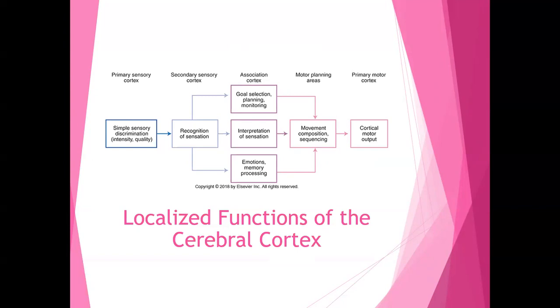The association cortices, even though it says cortex there, but there's more than one, organizes information around goal selection, planning, monitoring, interpretation of sensations, emotions, memory processing. This is a lot of times what we think of as cognitive function, even though sensory and motor are involved in it as well. When the association cortices decide we need a movement, the information goes to the motor planning areas, where the movement is composed and sequenced with information from the basal ganglia and the cerebellum, and then it's sent out to the primary motor cortex for cortical motor output through the upper motor neurons.